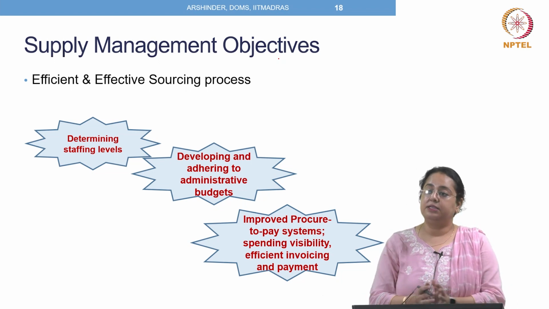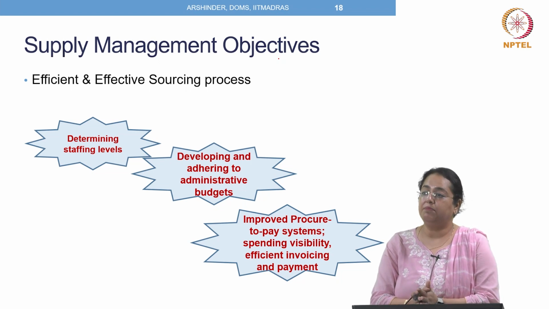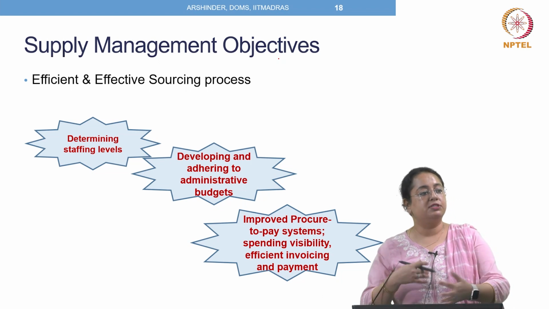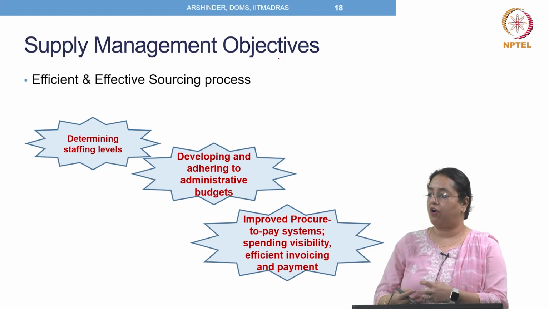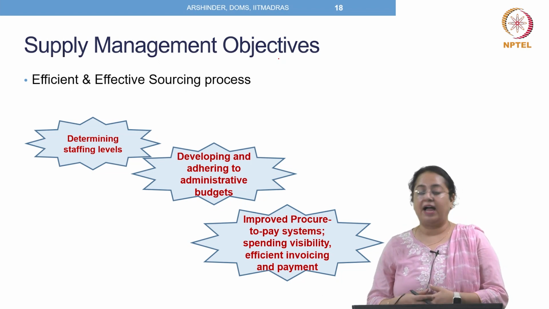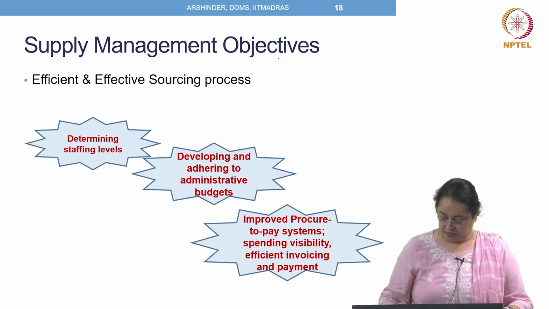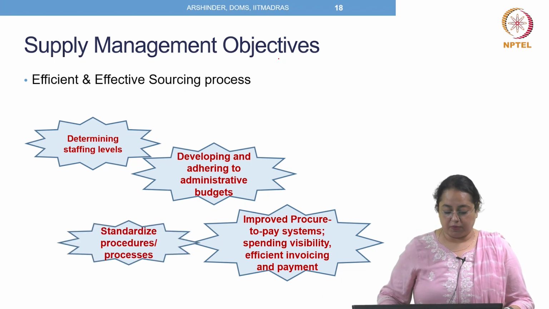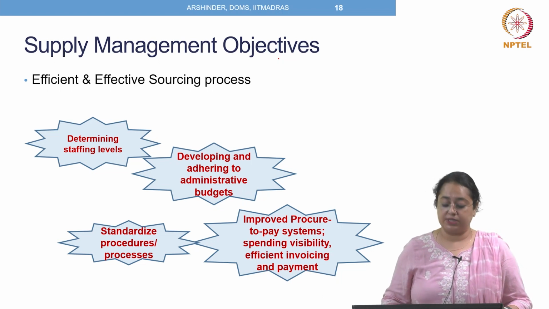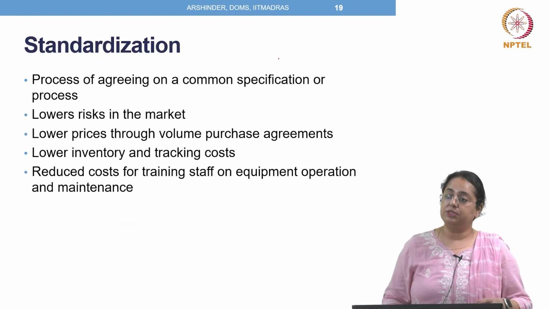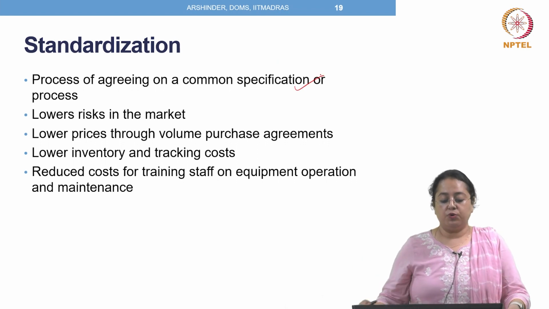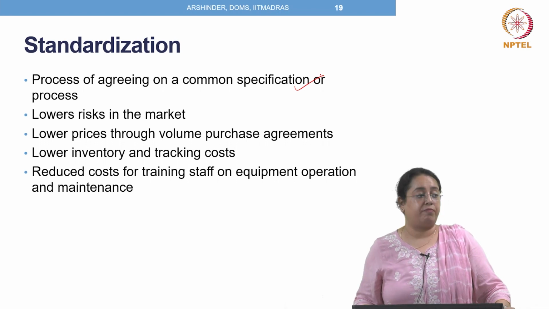But the idea is how we can make it more efficient by reducing manual work, because purchase orders in paper form and invoices in paper form are a costly affair and not good for the environment too. Okay, so this is the second set of objectives. And standardize: the moment we say efficient sourcing, we need to standardize the process. We will talk more about standardization, but it is always good to have a common specification of process.